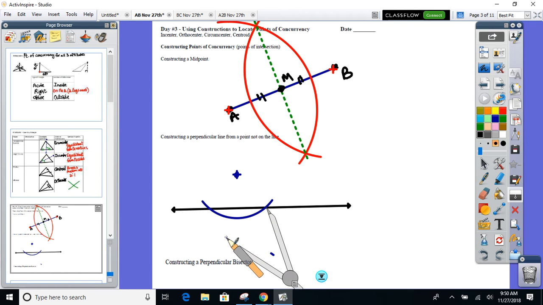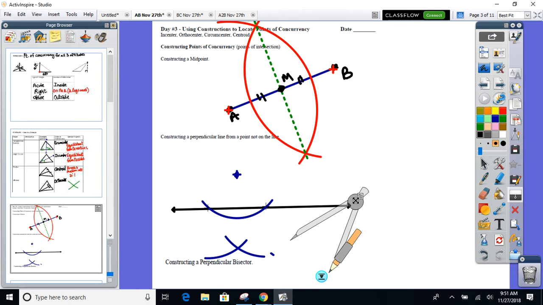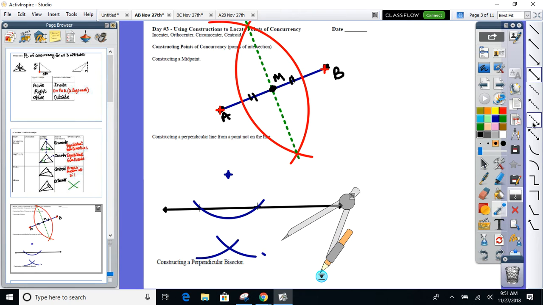Go to each and then draw 2 more arcs. Line it up with your straight edge, and draw in that perpendicular line.